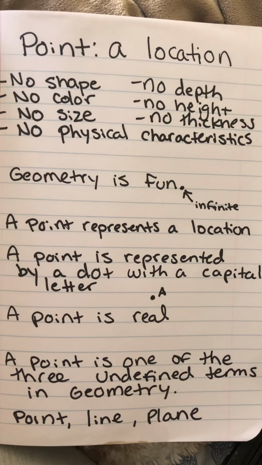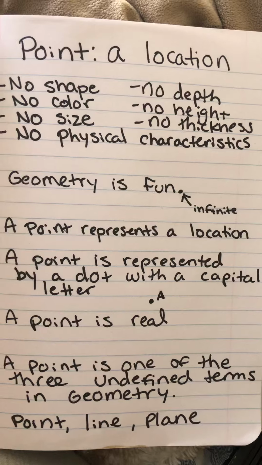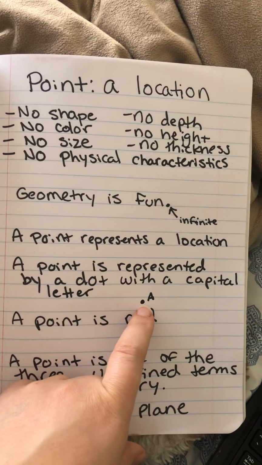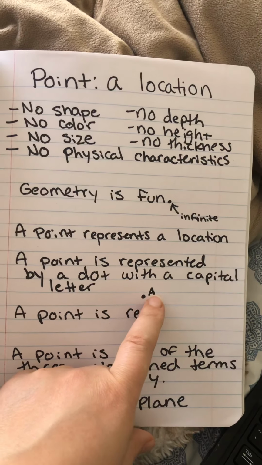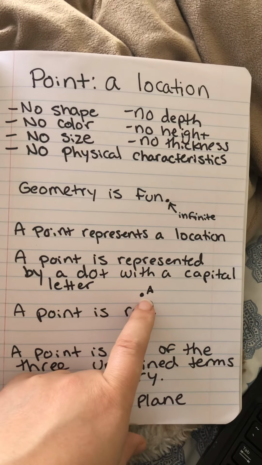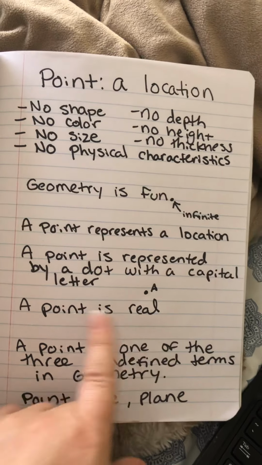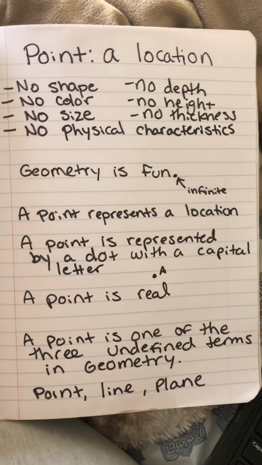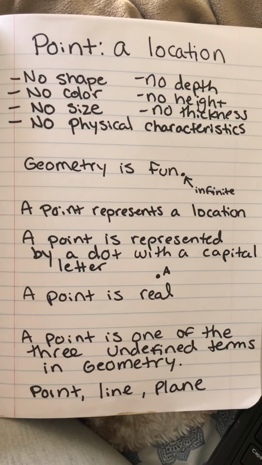We usually represent a point with a dot, and then we label it with a capital letter. So here, for example, is a specific point that they are listing, and we labeled it with a capital A. Anytime we label a point, it will use a capital letter. A point is something that's real. Even though it feels very abstract, it is a real concept.